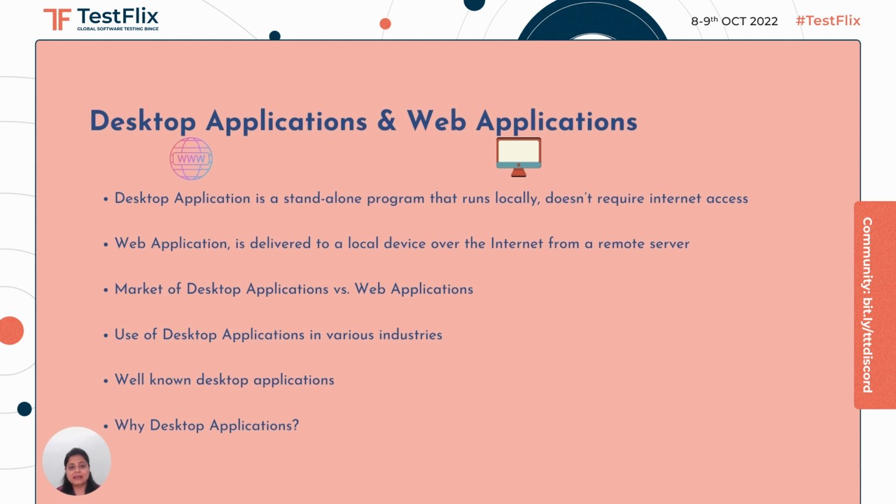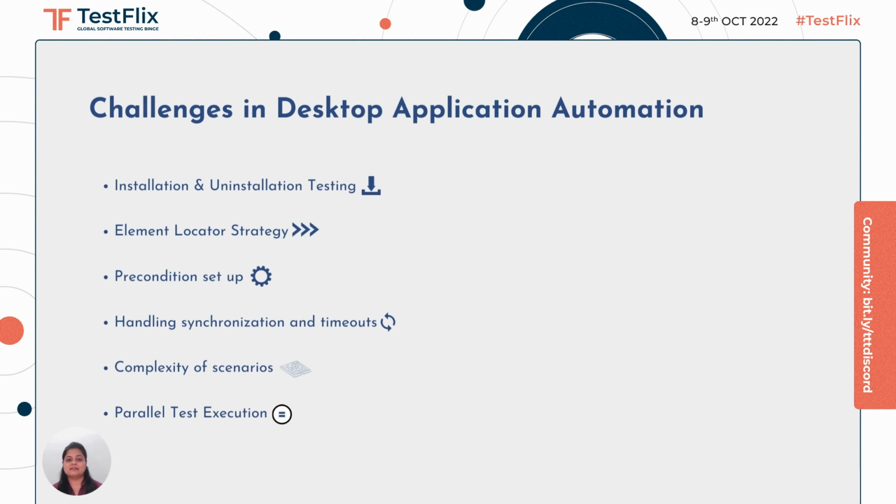Imagine the workflows of these applications are tested manually without automating them. Won't help, right? So it is very important to test and automate desktop applications as many people use them on a daily basis. Hence, testing is very crucial for desktop applications. Let me present a list of challenges one might face while working on desktop automation testing: installation and uninstallation testing, element locator strategy, precondition setup, handling synchronization and timeouts, complexity of scenarios, parallel test execution.